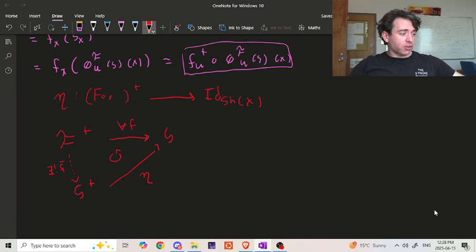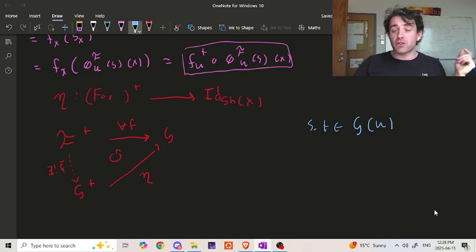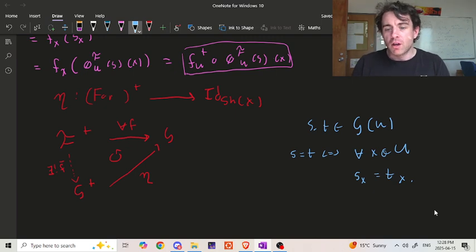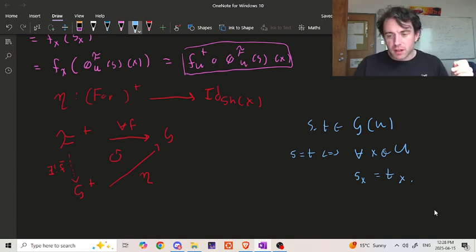Before diving into this proof, let me remind you that two sections are entirely determined by what happens at the germs. What I mean by that is if we have two sections of G over some open set U, these are equal if and only if for all x in U, the germs of both of these sections are equal. One direction is obvious: if S is equal to T, then the germs have to be equal everywhere. And we proved this in a previous video.